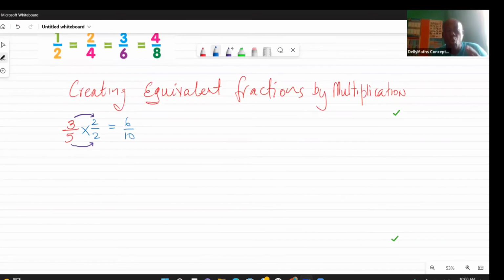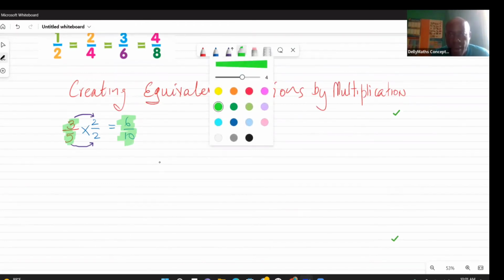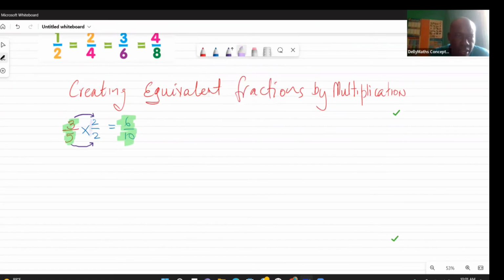So what this is saying, and I'm going to use a color code now, is that 3/5 is equivalent to 6/10. So that is how we can create fractions that are equivalent by using multiplication. I want us to pay attention to what we use to multiply. Look at what we use: the same number to multiply the top, we use at the bottom.